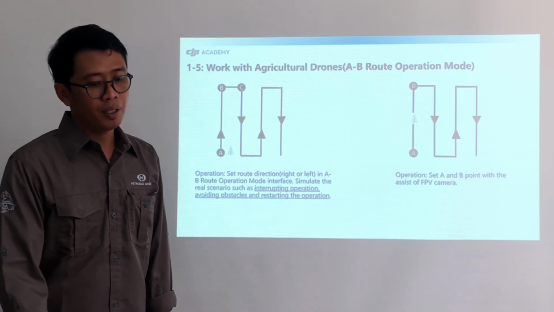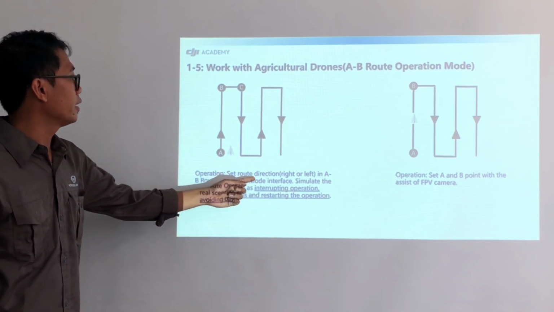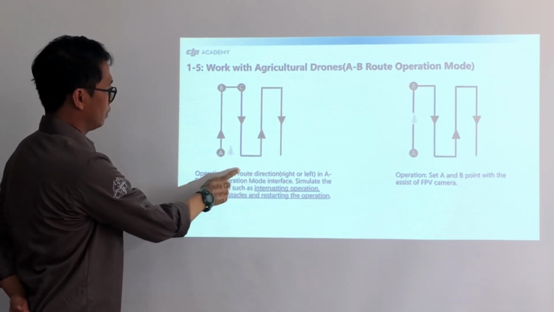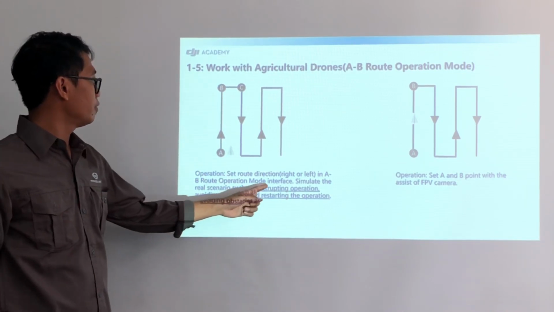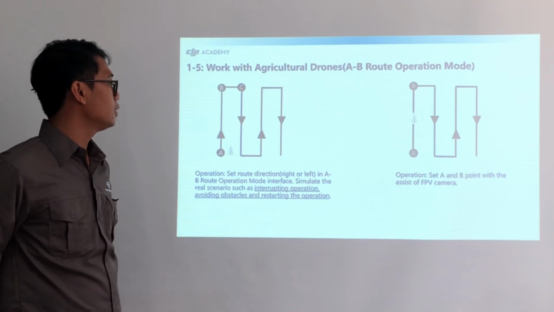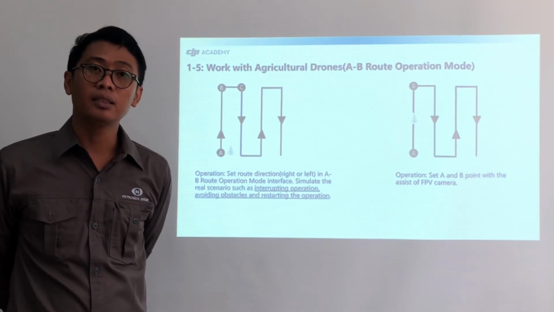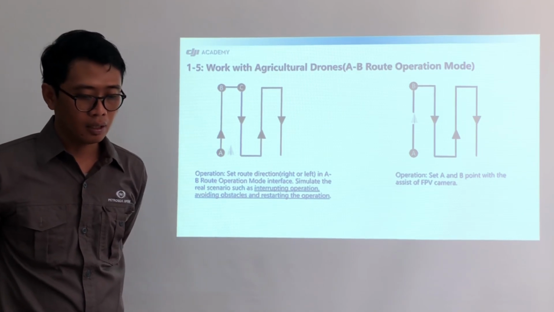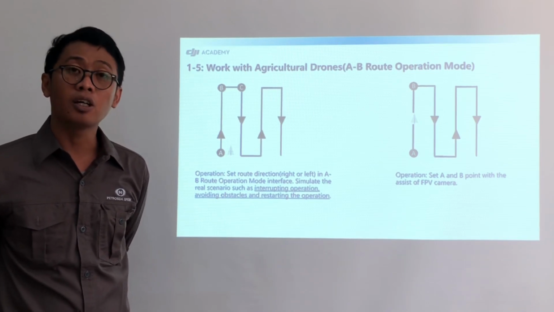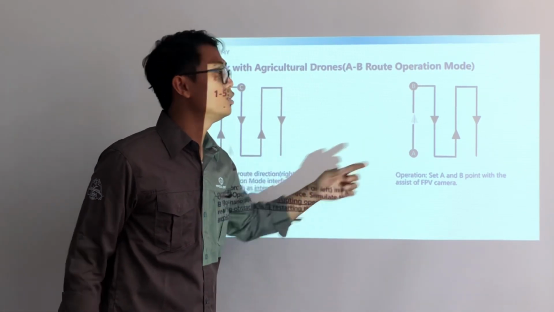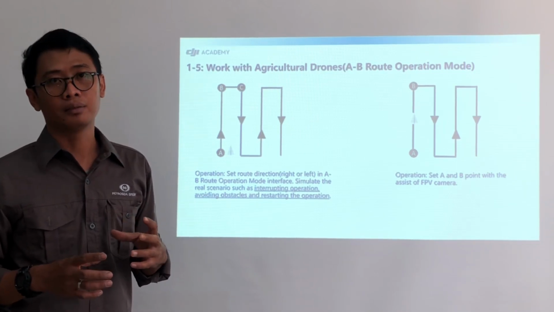Next, AB road operation mode. Here, the operation sets the road direction, right or left. In the AB road operation mode interface, we simulate real scenarios such as interrupting the operation, avoiding obstacles, and restarting the operation. And then set points A and B with the assistance of the FPV camera. Here we can use the FPV camera to help us mark a point with the drone.